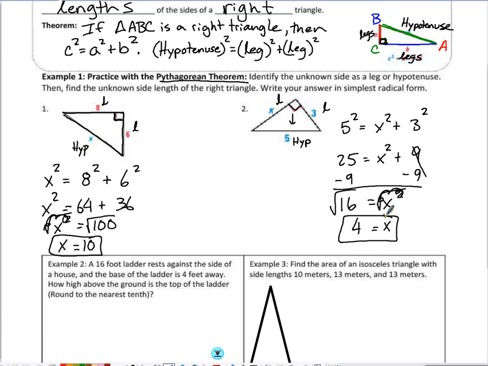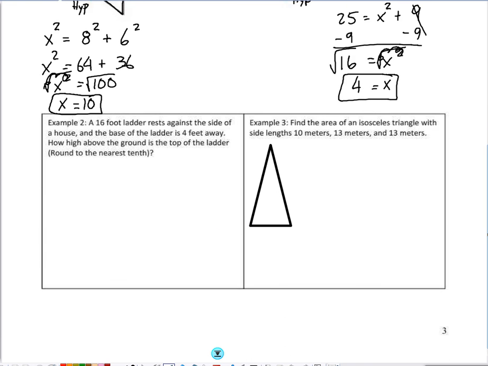We're going to look at 2 word problem examples. Go ahead and read those to yourself. And we're going to try to draw a picture first. So here we have a 16-foot ladder that's resting up against the side of a house. So we have a house here, and we have a ladder. That ladder is 16 feet long.